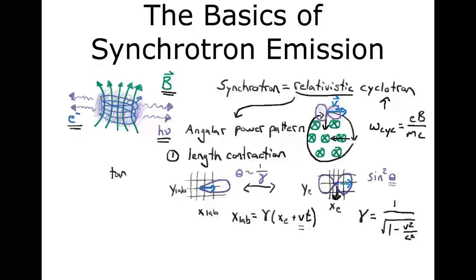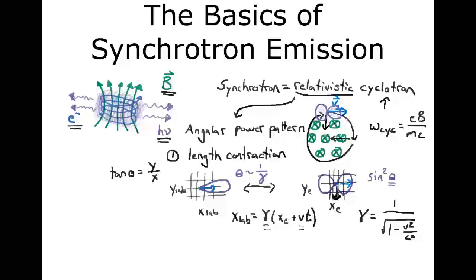And if you want, you can work out in detail exactly what this angle is by noting that the tangent of that angle is equal to y over x in your lab frame. And you can relate that to the y over x in the electron's frame, noting that there has to be a factor of gamma in there. So that was one effect, and that's just the length contraction associated with this gamma.